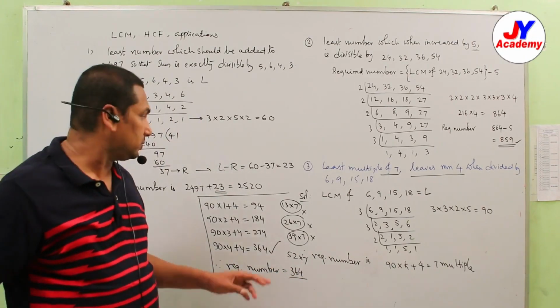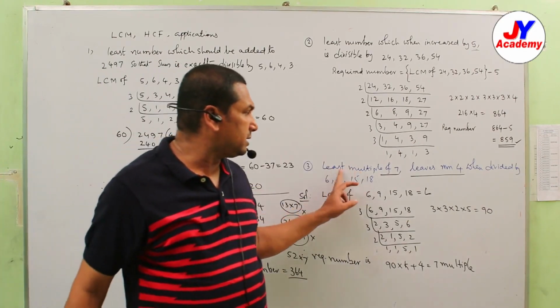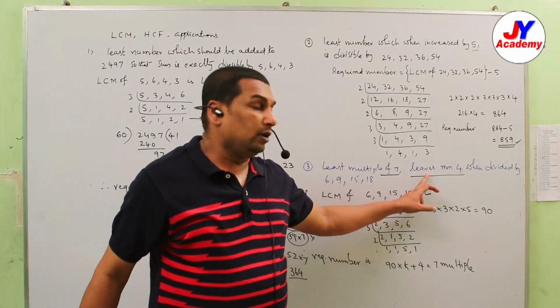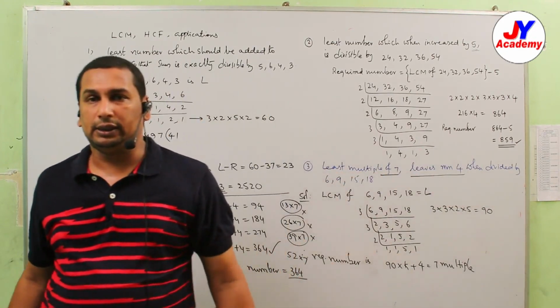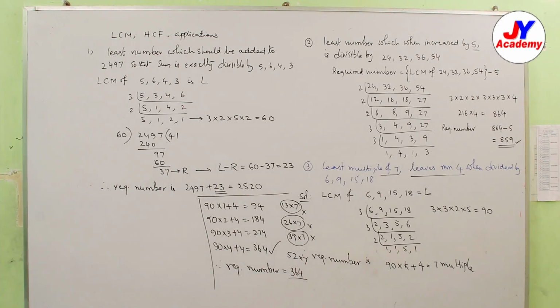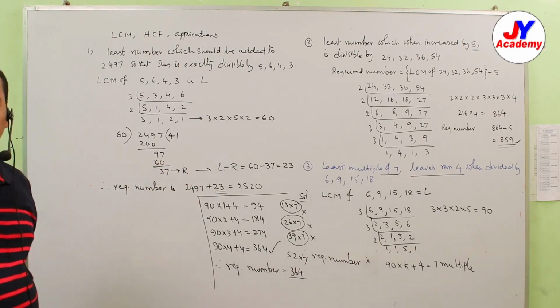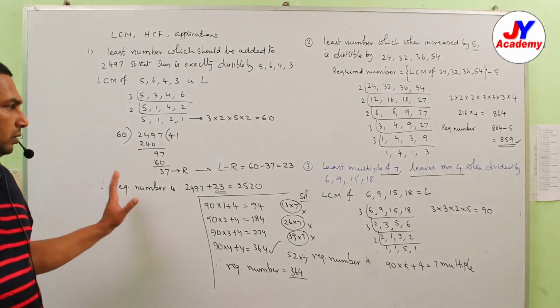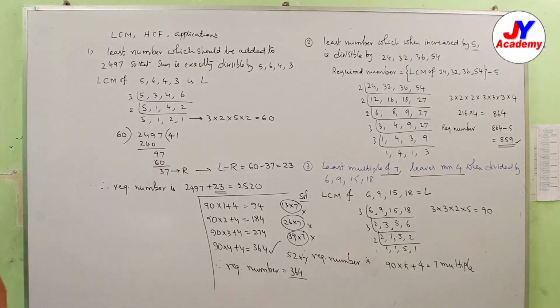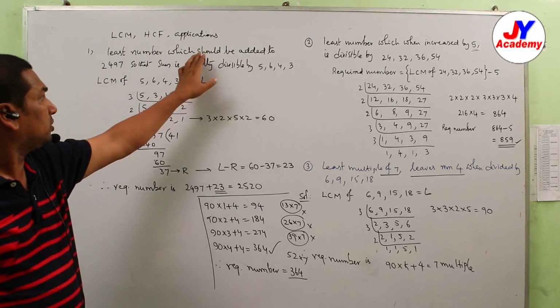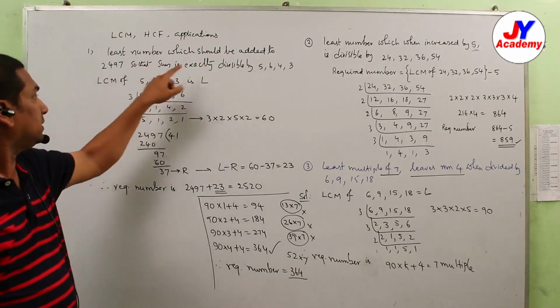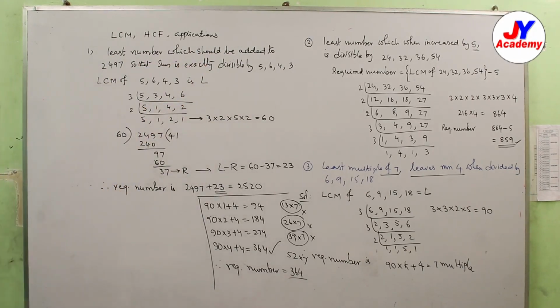See how we did this question. What least 7 multiple leaves remainder 4 when divided by 9, 6, 15 and 18. So these are some examples. Let's go through here. First question, least number which should be added to 2497 so that the sum is exactly divisible by 5643. First question.